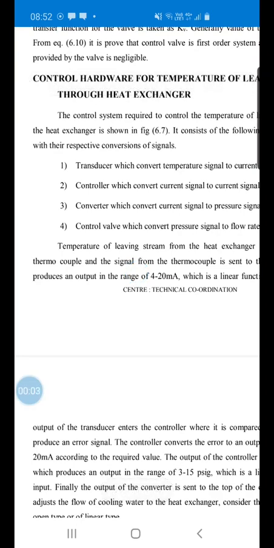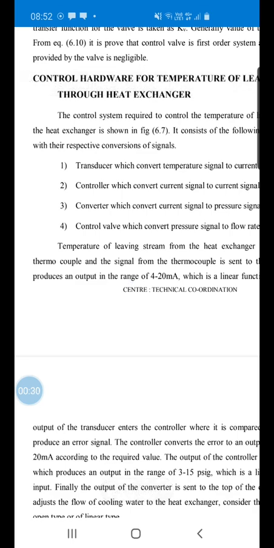Today we are going to discuss the control hardware for the temperature of a liquid stream through the heat exchanger. So already we discussed the various components of the control system. Today we are going to discuss a few more components of the control system, where we are going to introduce a transducer and converter.